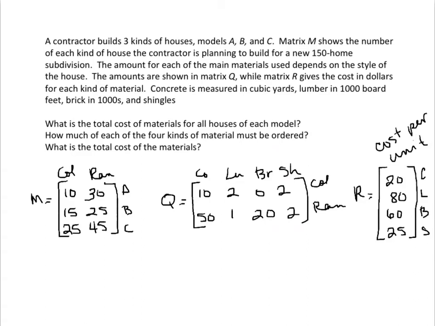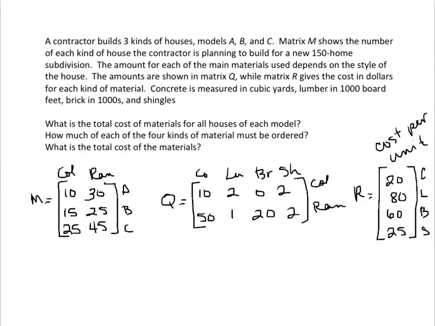Okay, so this word problem is actually pretty involved because it's got a lot of matrices happening. So we're building 3 different kinds of houses. We've got 3 models, A, B, and C, and they come in a colonial style or a ranch style. We've got everything shown here, so main materials used depends on the style of the house. The amounts of those are shown in matrix Q, and then matrix R tells you the cost that you're dealing with. So the first thing that they're asking is, what is the total cost of materials for all houses of each model?